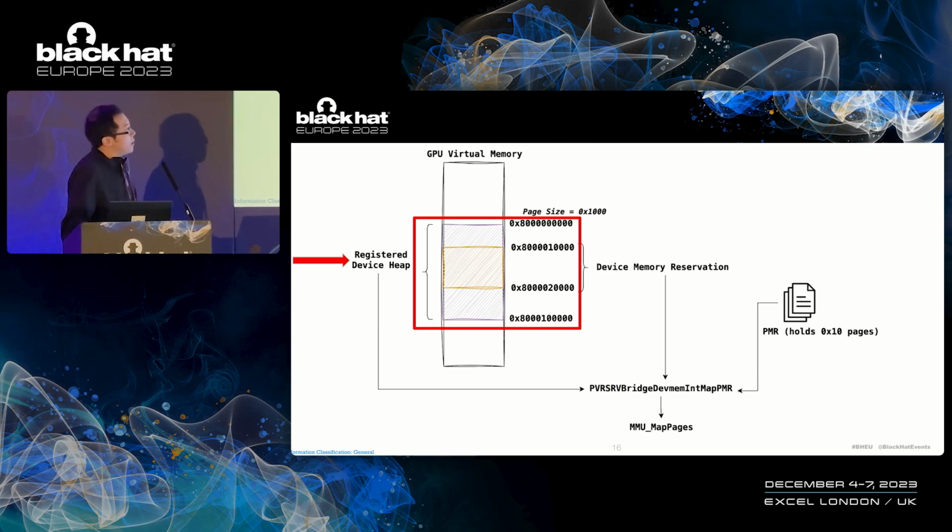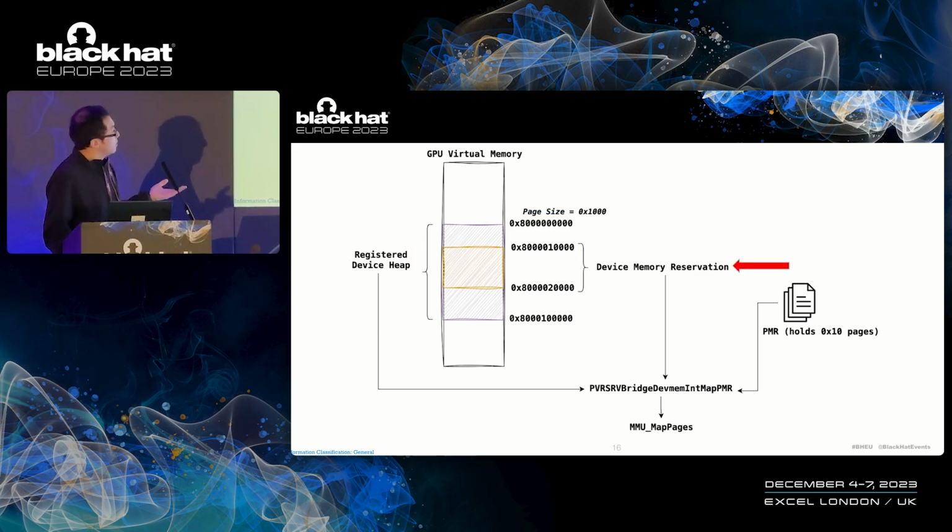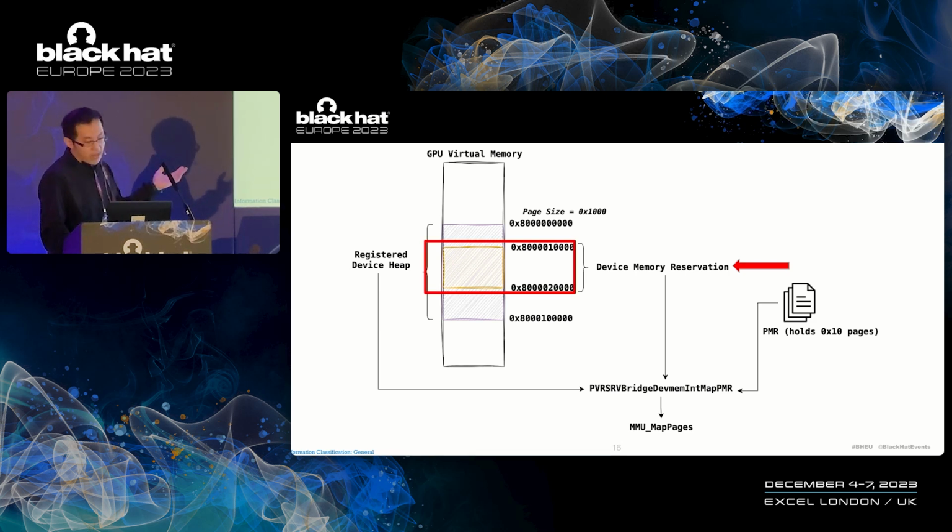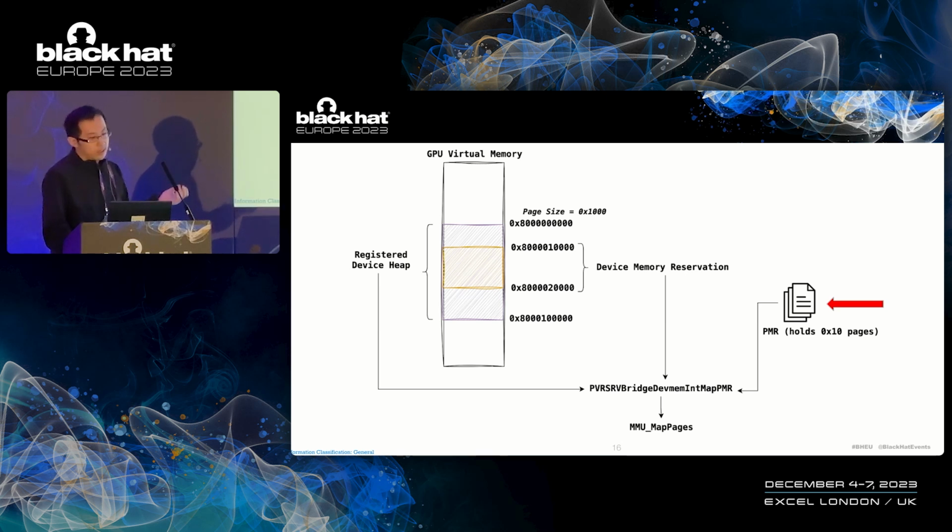Since we only want to map part of the device heap memory here, from the purple area to the allocated physical pages, we need to reserve the memory we want to commit in the yellow area. And by passing all the handles, such as the device heap handles, reservation handles, and the PMR handles to the driver APIs, the driver will essentially set up the GPU MMU and map the pages.